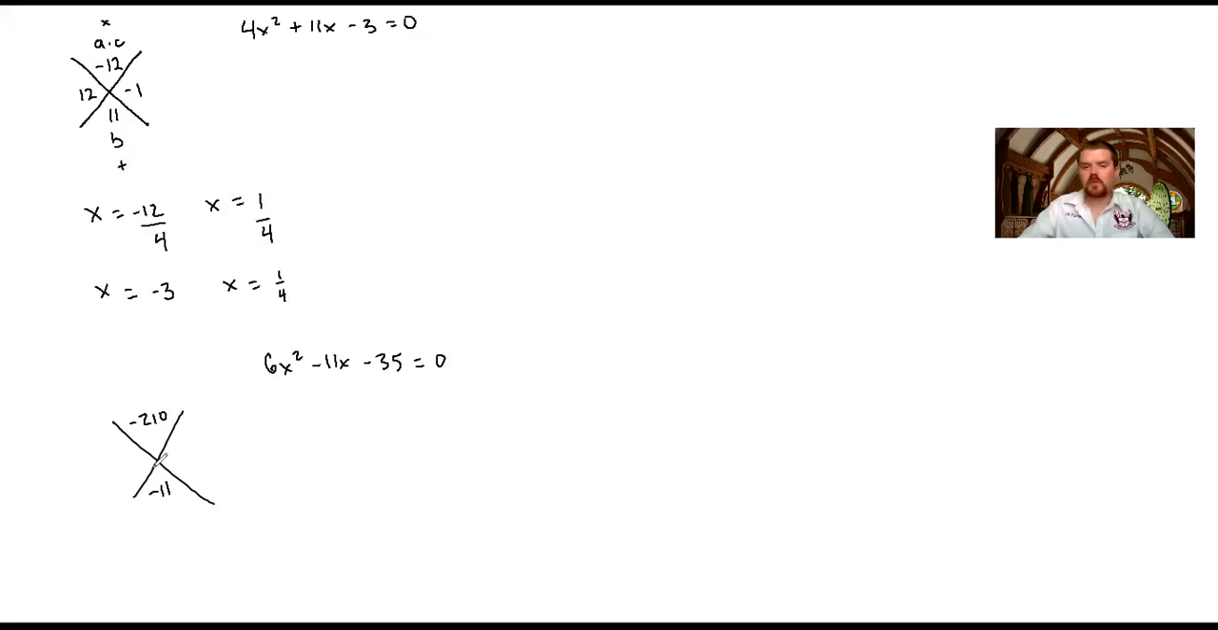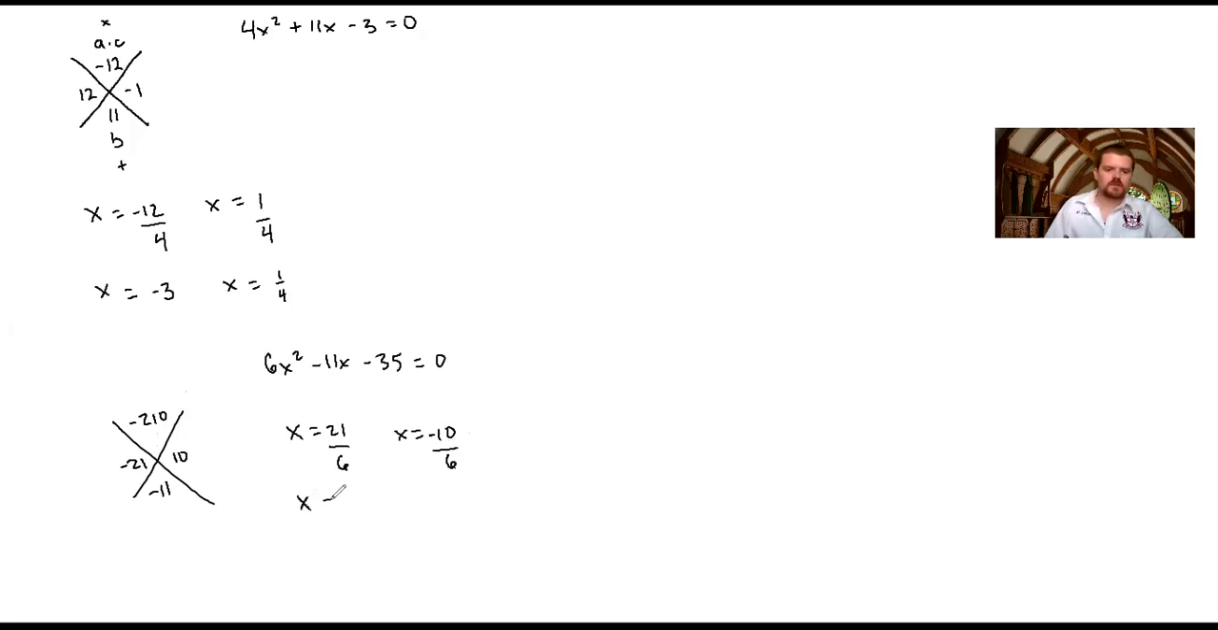Now that takes a little bit more work in terms of figuring out what those factors are, right? You're looking at the factors of 210. After a little bit of work, this ends up being negative 21 and positive 10. So again, if this was just an a term, that would mean x equals 21, x equals negative 10. But again, we have to divide these by the a term, which is 6.